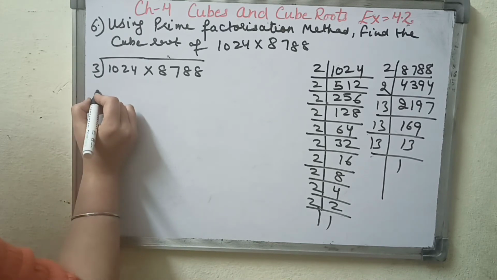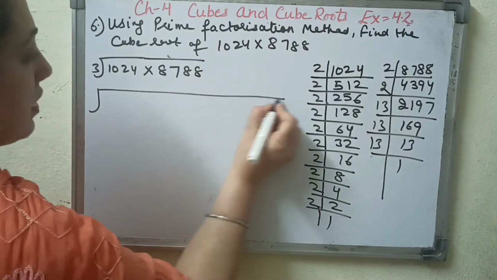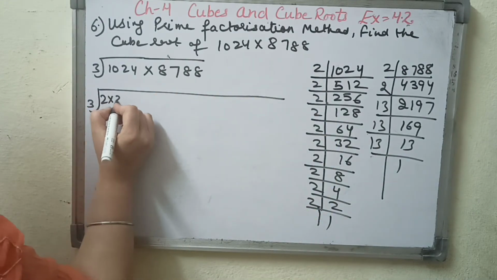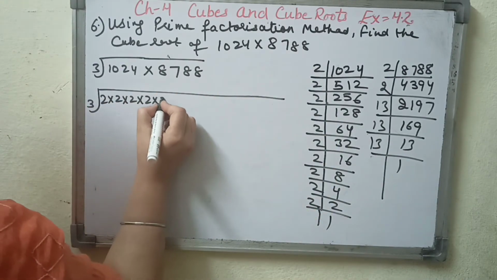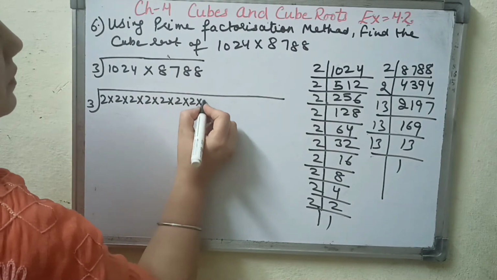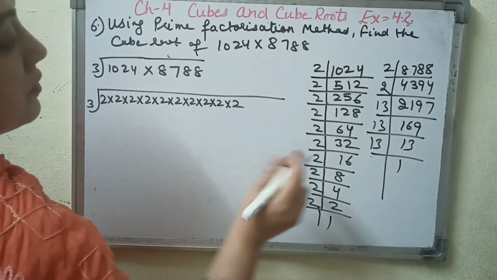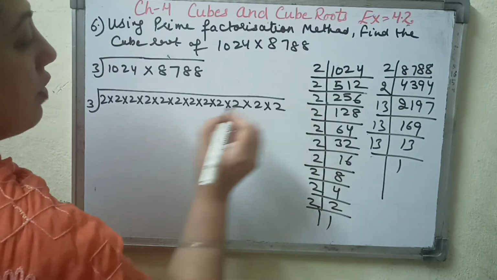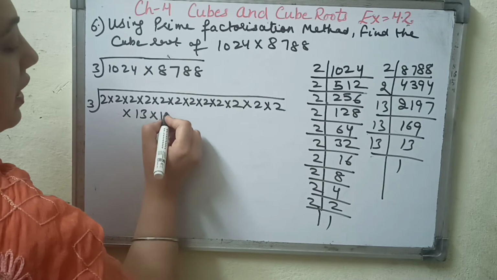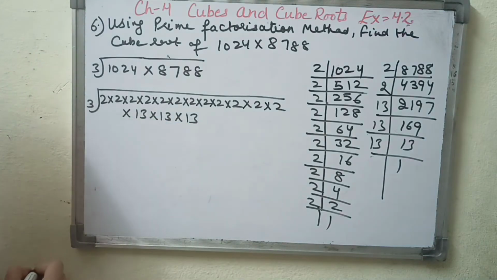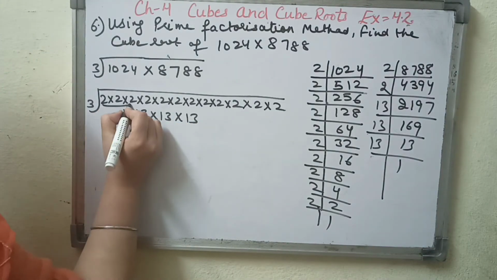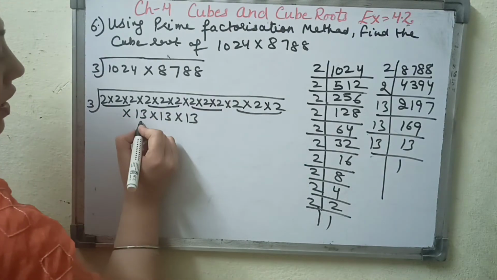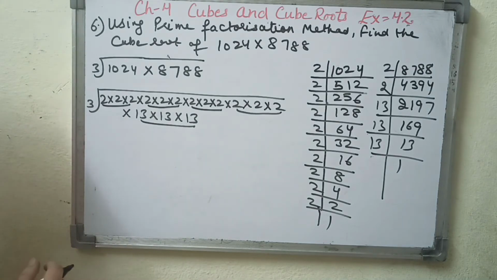Now when I find the cube root of this, I write down all the factors inside the cube root. 2 appears here 10 times. So I write down 2 ten times here. Now in 8788, 2 appears 2 times. So I write 2 times 2, and 13 appears 3 times. Now make the triplets of the same factor. 2 appears 3 times. Again 2 appears 3 times. And so on. 13 appears 3 times.